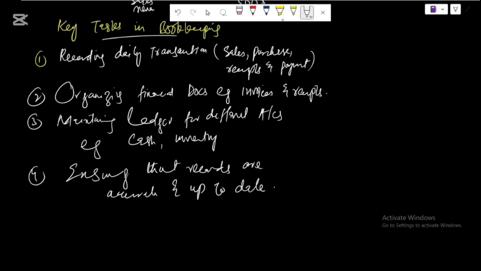So what we have to do here is that the tasks assigned to bookkeeping are: you have to record the daily transactions, you have to organize the financial documents like invoices and receipts, then you have to maintain your ledgers for different accounts like cash and inventory, and at the last you have to ensure that your records are accurate and up to date. Okay, now let's move on.